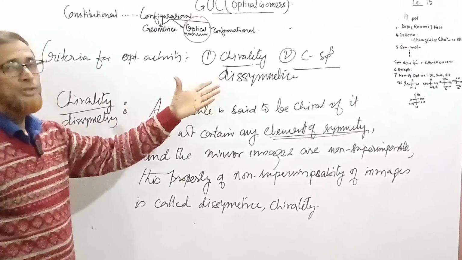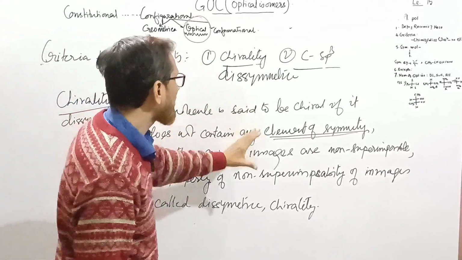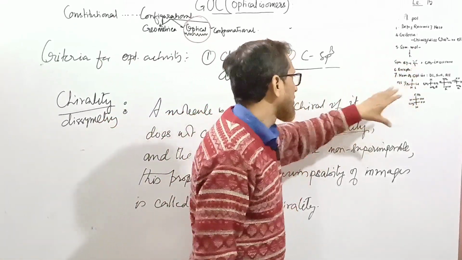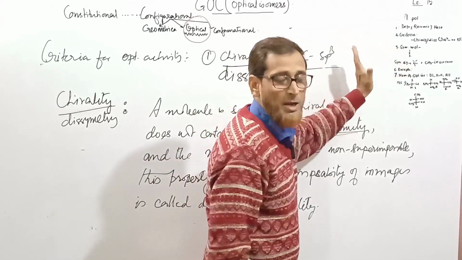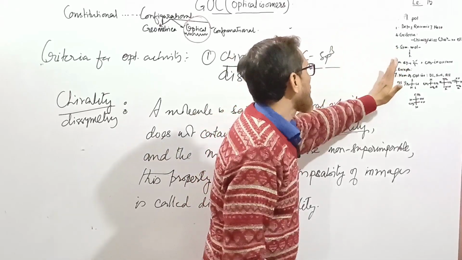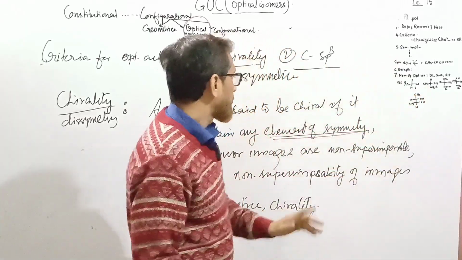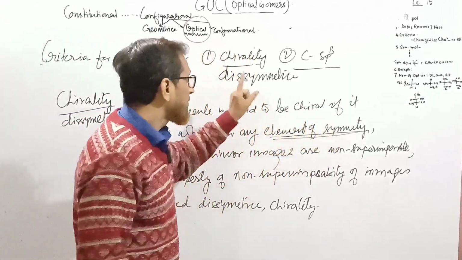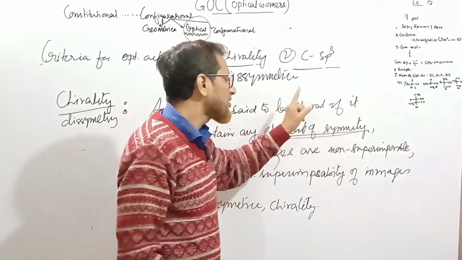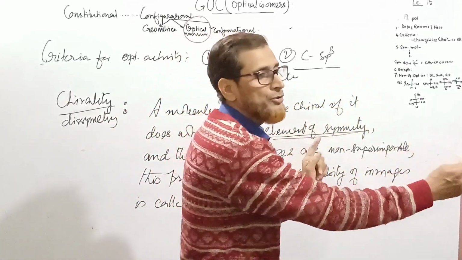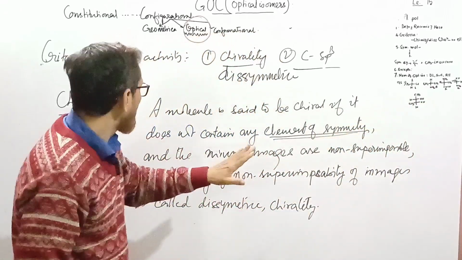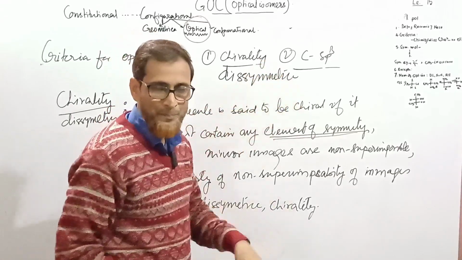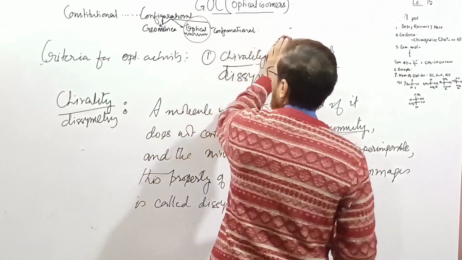And if we find a compound chiral, it means it doesn't have an element of symmetry, and if you take the object and its image with the help of a mirror, then object and image are not superimposable over each other. So two conditions: the compound should not contain an element of symmetry, I will explain. And if the compound has no element of symmetry, and the object and image should not be superimposed over each other, then this property is called chirality or dissymmetry, and this compound is nothing but optically active.